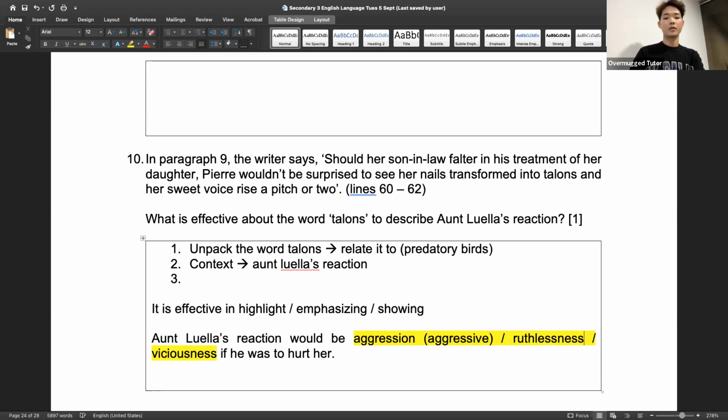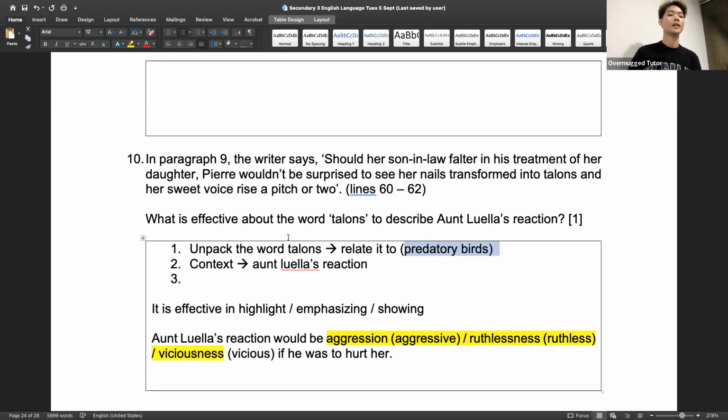Then you also have ruthless as well as vicious. So if you get this, then you are right, because you are a predatory bird. Talons. Nice.